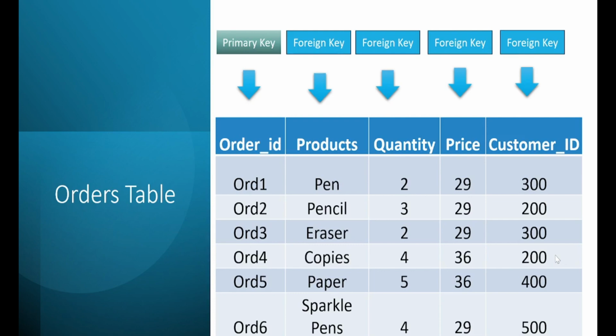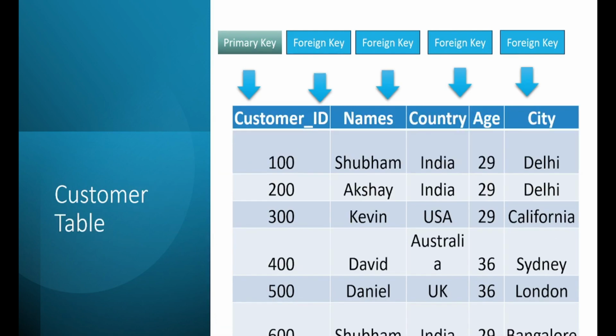Now let's check another record in the customer table. The next record is 200, whose name is Akshay. Let's check again whether this customer Akshay has ordered anything in the order table or not. So let's move towards the order table.